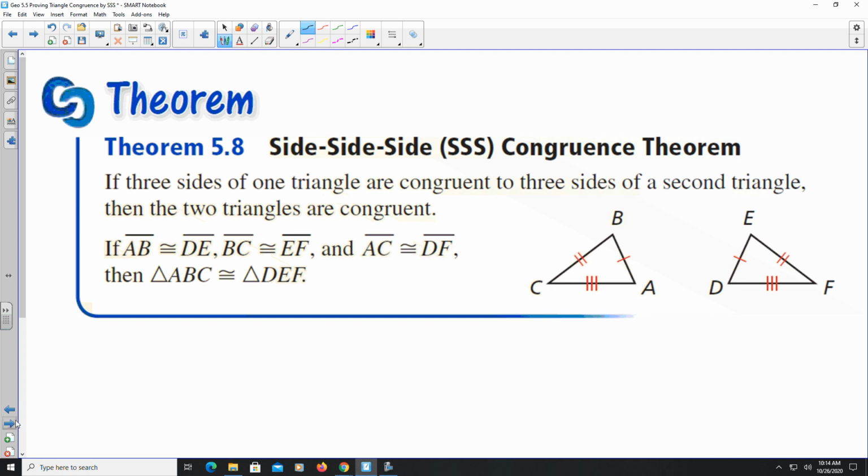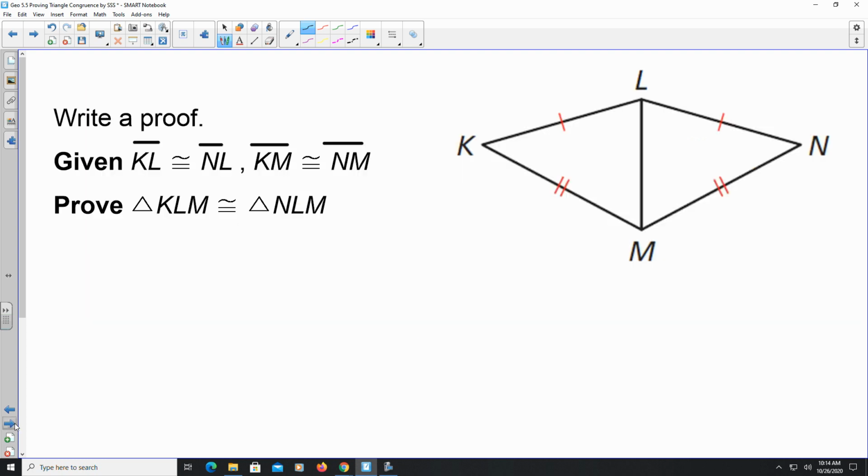So to start off with, we're going to look at a proof of this diagram here. They're telling you that KL is congruent to NL. They're also telling you that KM is congruent to NM. They want you to prove that triangle KLM is congruent to triangle NLM. The only one they don't show us a hash mark for is LM congruent to LM. Well, we know that that's part of the reflexive property.